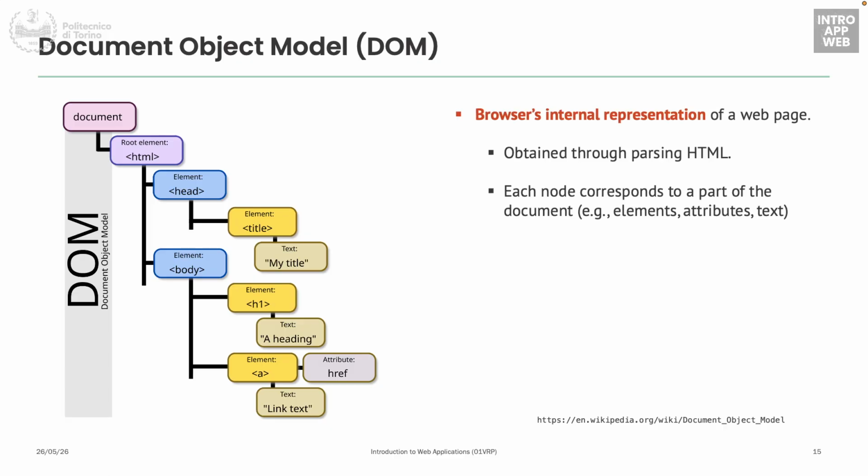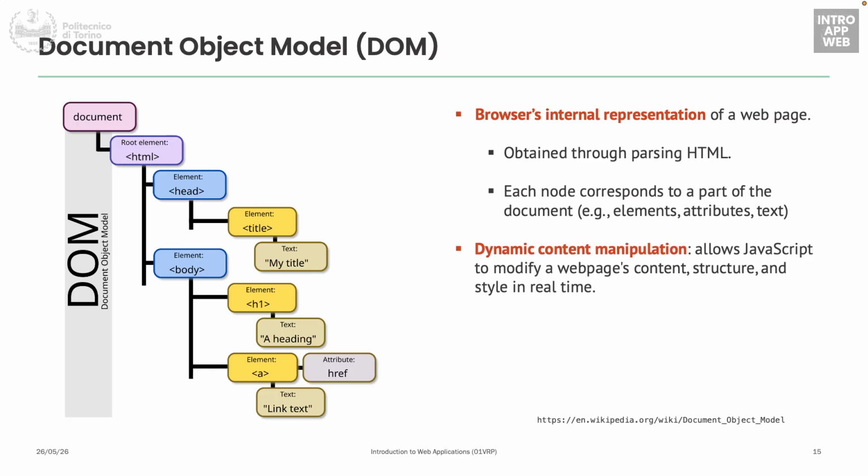Okay, so the DOM is a browser's internal representation of a web page. It is done by parsing the HTML, and each node corresponds to a part of the document. And this is the important thing here: it enables dynamic content manipulation by enabling JavaScript to modify a web page's content, structure, and style in real time.